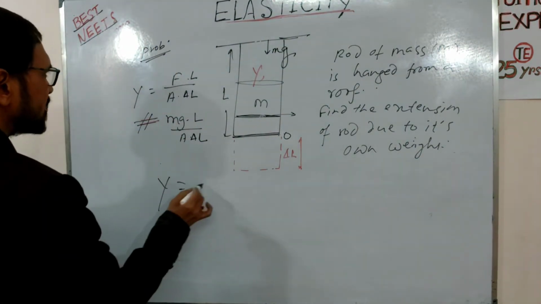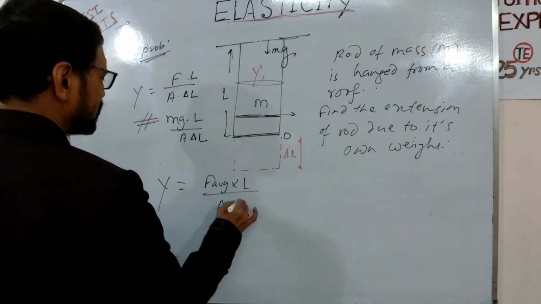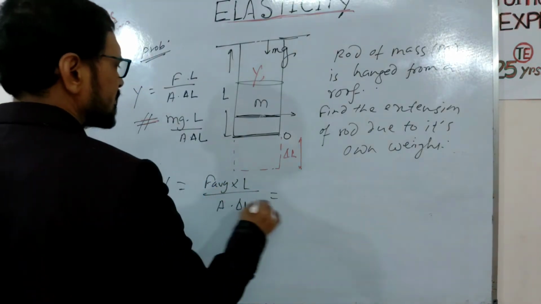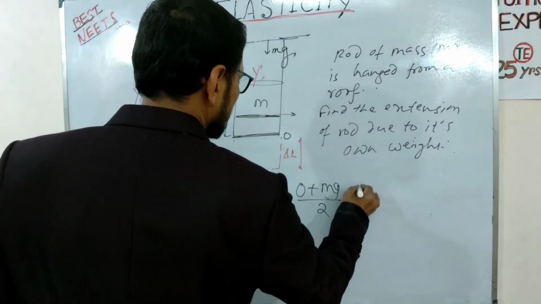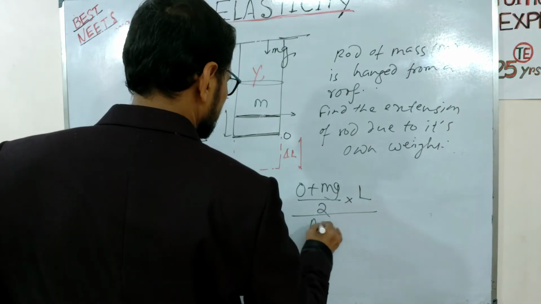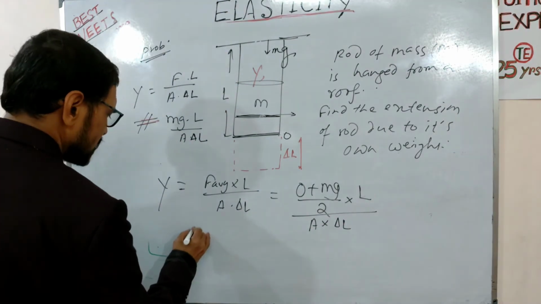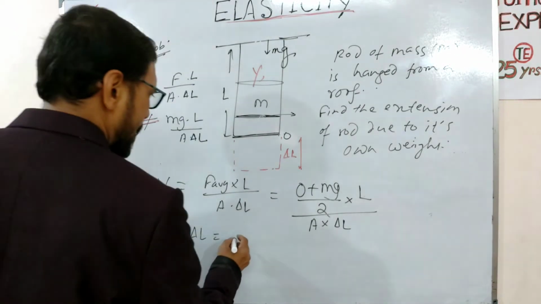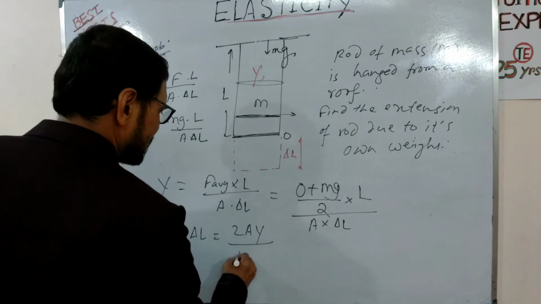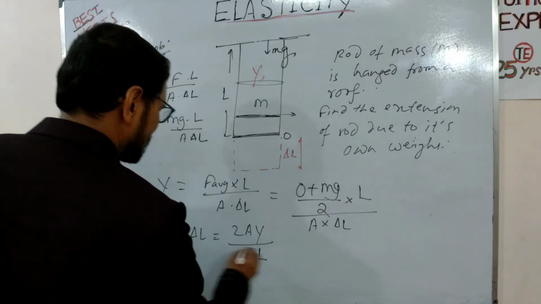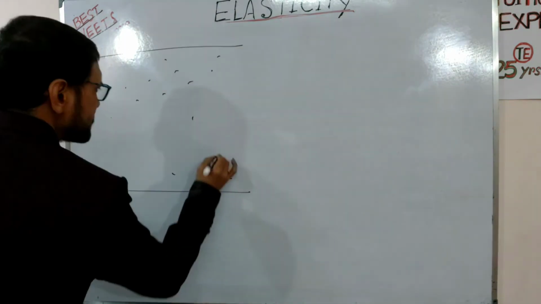So Y equals F average into length by A into del L. What is the average force? 0 plus mg by 2. So del L equals mgL by 2AY. So this is the answer.